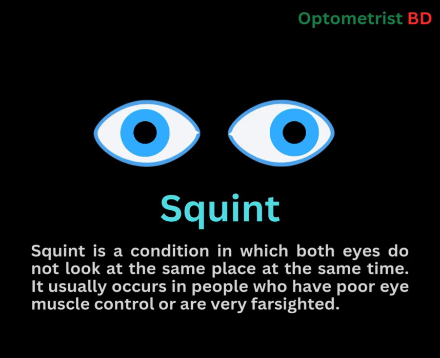At the beginning of the discussion, we will learn what squint is. Squint is a condition in which both eyes do not look at the same place at the same time. It usually occurs in people who have poor eye muscle control or are very far-sighted.